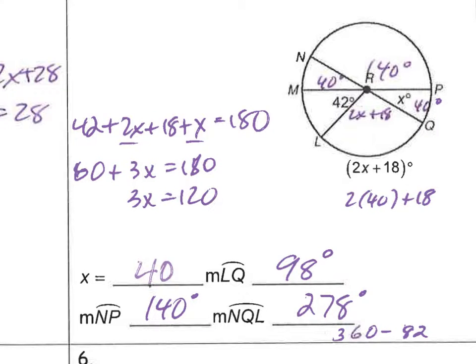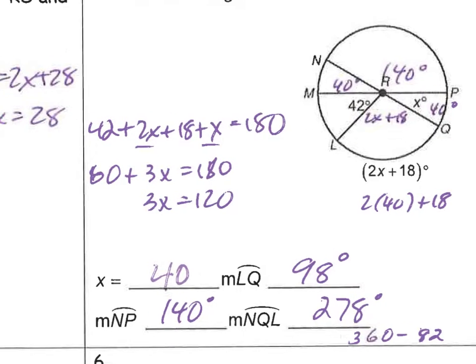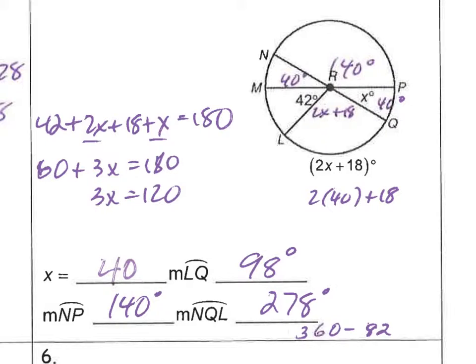So in doing that, I took 42. I took this straight line here, so 42 plus 2x plus 18 plus x makes a straight line, a 180-degree angle. So I'm going to set those three added equal to 180. I end up with 3x equals 120, so x equals 40. Once I figured that out, I plugged it in, and that was the trick to the whole problem. Once you found x, you have to plug it in.